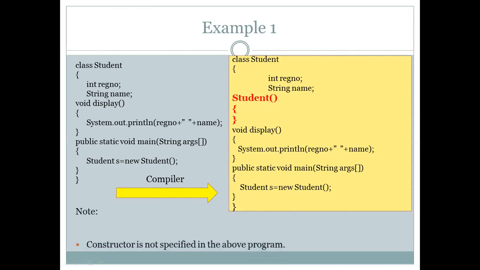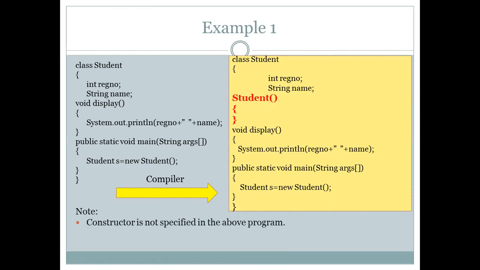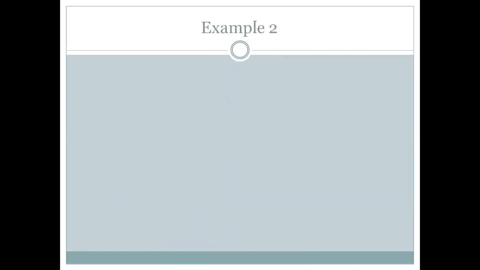So the point to be noted here is, the constructor is not specified in the above program, but still the compiler supplies a default constructor. Hope you have clearly understood what a constructor is. Now let's move on to our next example, where we are going to show you how we can write a program with a constructor. So I'm going to take the same example that we took in the previous case, the same example, but now I'm writing a constructor.